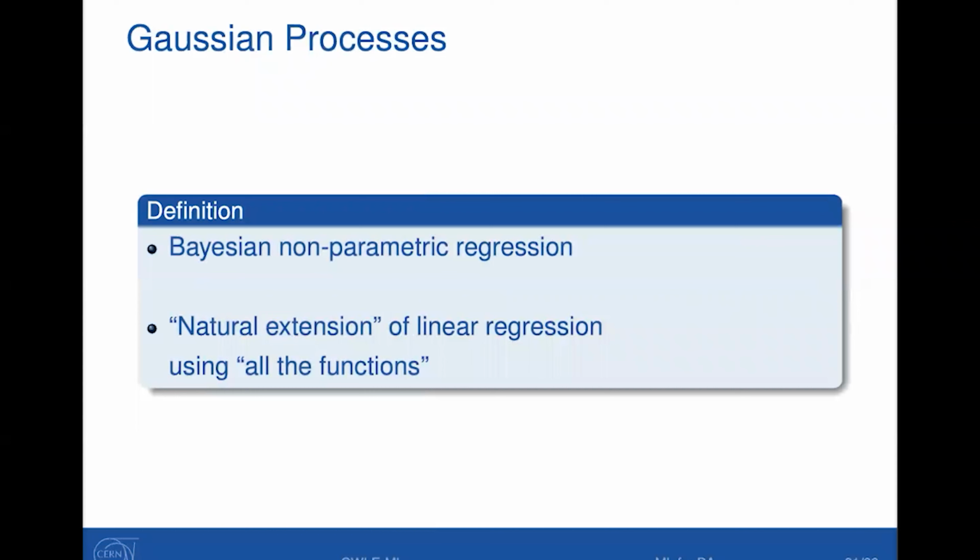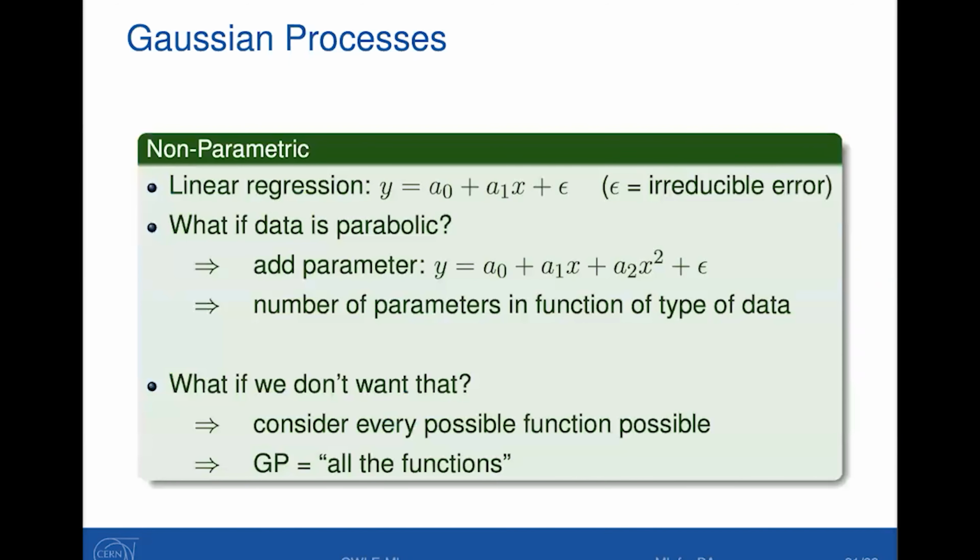For those who don't know what a Gaussian process is, Gaussian processes are what I call Bayesian non-parametric regression. Some people call it a natural extension of linear regression using all the functions. And I'm sure that those people who know Gaussian processes have heard "all the functions" all the time. So let me expand a bit on what that means. Standard linear regression, we all know what it is, and we fit two parameters. Now, what if the data is not linear but is parabolic? Simple, we add a parameter and we go to a squared fit. Of course, what happens here is that you need to decide the number of parameters as a function of the type of data.